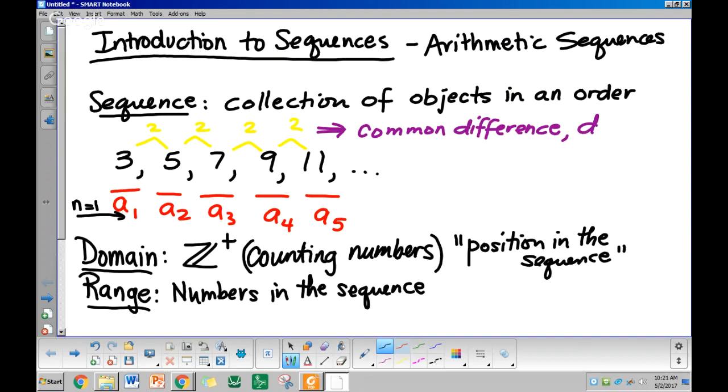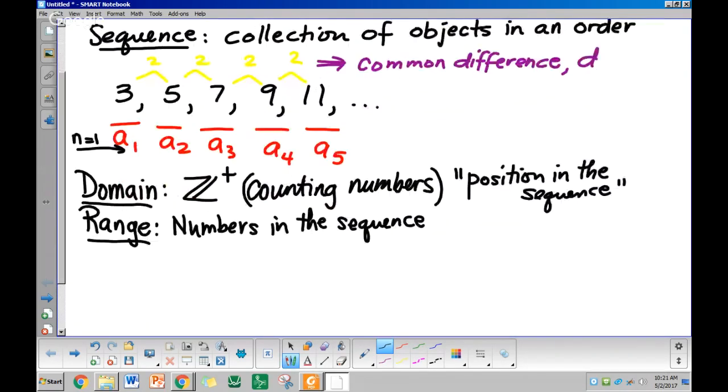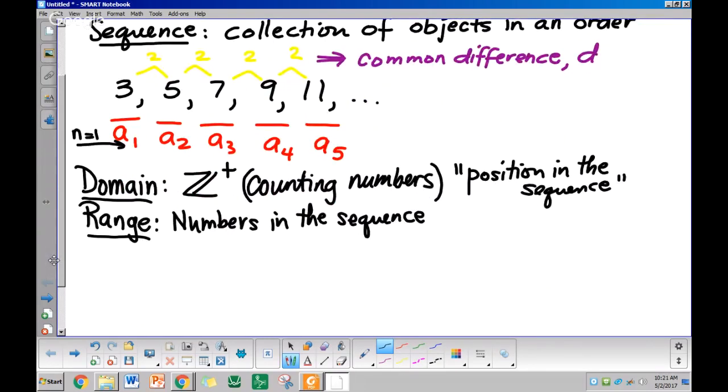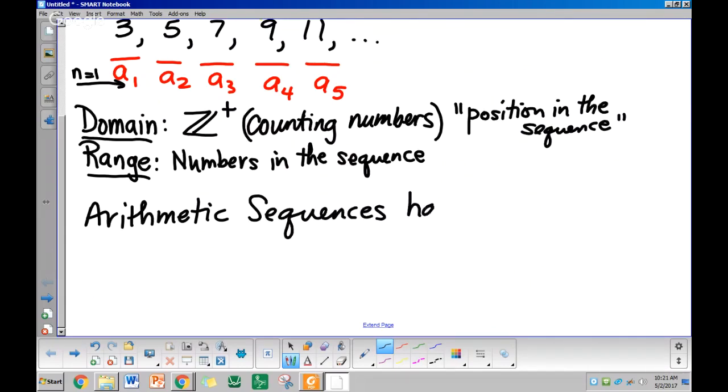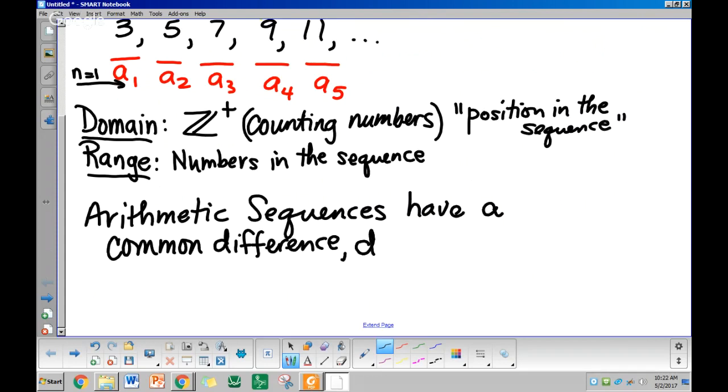Now I just defined one special sequence, which we call the arithmetic sequence, which means it has a common difference. So let's write out that definition. And we denote it as d.